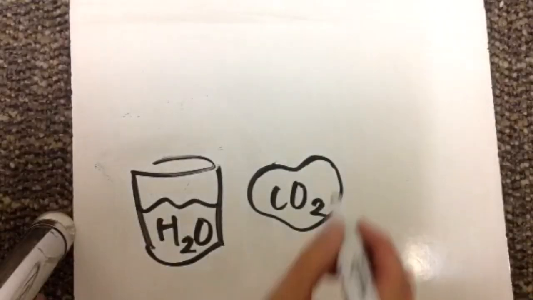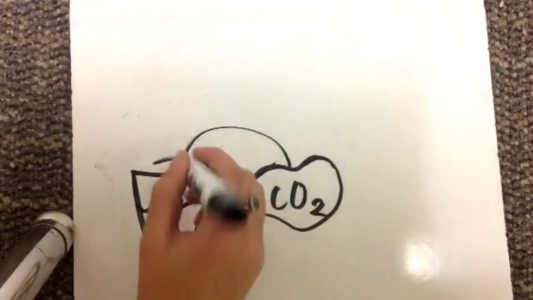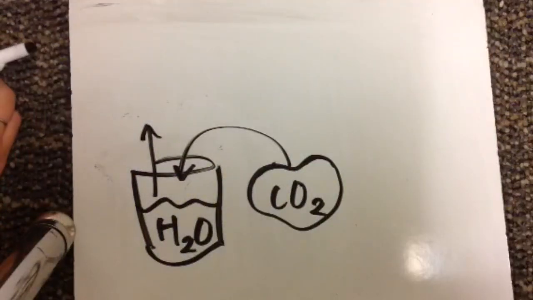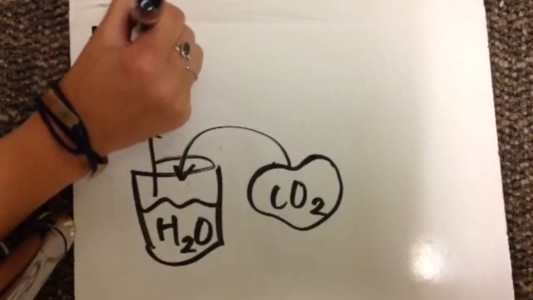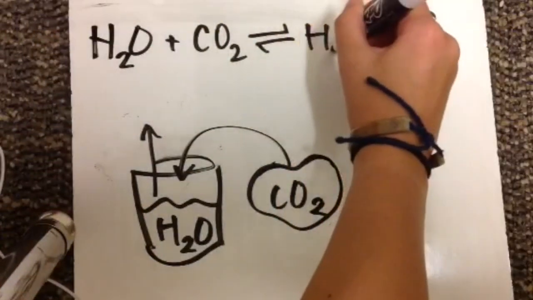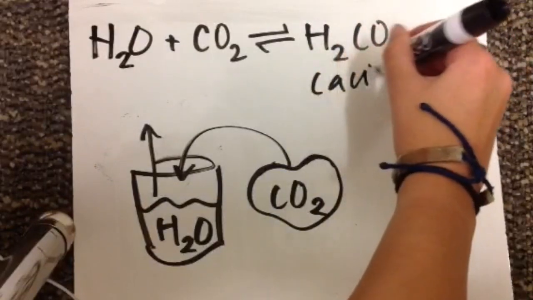When dry ice is placed in water, it sublimes rapidly. The gas is CO2, which both goes into the air and into the solution. The CO2 in water equation is given by H2O plus CO2 yields H2CO3, a weak acid.